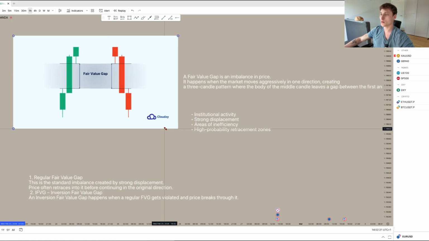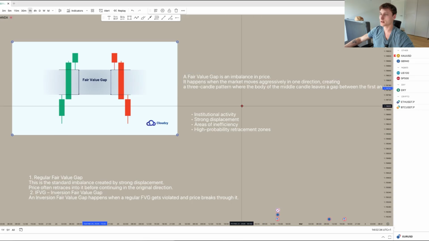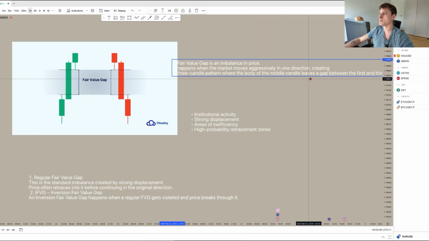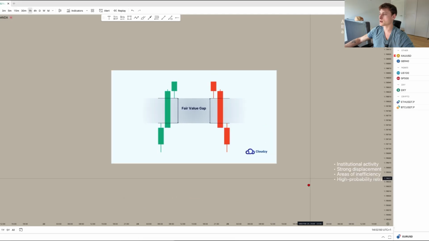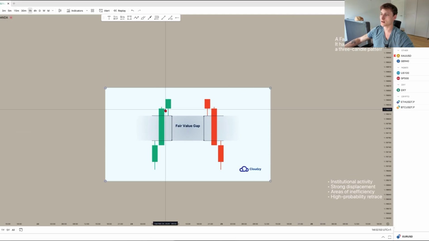First of all, we need to understand that a fair value gap is an imbalance in the price, which means that the price is not balanced in this area. It happens when the market moves aggressively in one direction, creating a three-candle pattern where the body of the middle candle leaves a gap between the first and third candle. As we can see in this picture, there are three candles, yeah? And the middle candle between the first and the third one is not balanced with this wick. So this wick ends here, this wick ends here, and this area between the three candles, in the middle one, is called a fair value gap.